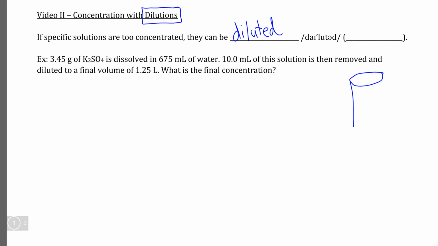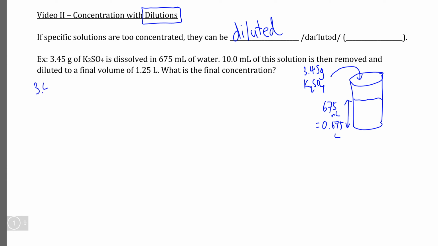What always helps me is drawing a diagram in order to visualize what exactly is going on. So our starting mass of solute that we're given is 3.45 grams of potassium sulfate, which we're adding to 675 milliliters of water, which is our solvent. And we remember that when we're dealing with molar concentration, we always need to have our volume in liters, so we can convert this to 0.675 liters. And there is our starting situation, which looks like a fairly standard concentration calculation.